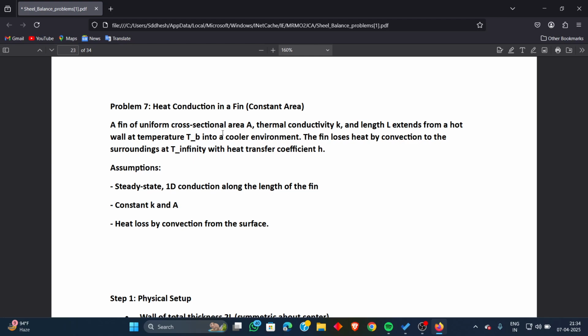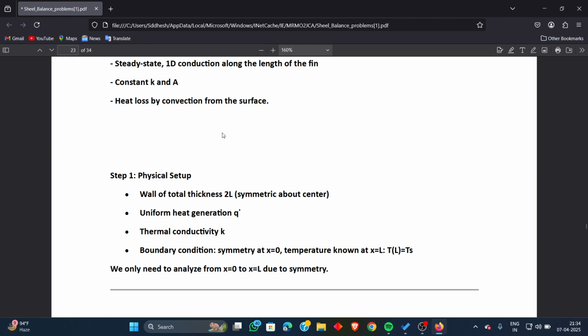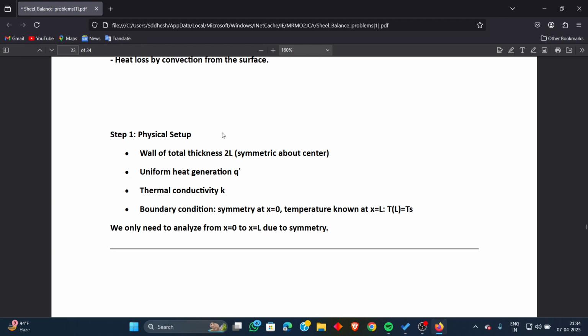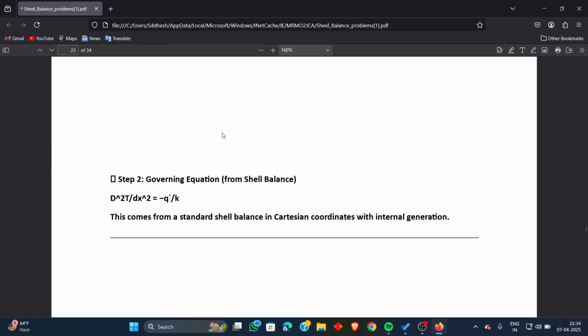Step 1 is the physical setup: a wall of total thickness 2L, symmetric about the center, with uniform heat generation Q̇ and thermal conductivity K. Boundary conditions: symmetry at x = 0, and temperature known at x = L, T(L) = Ts. We only need to analyze x = 0 to x = L due to symmetry.